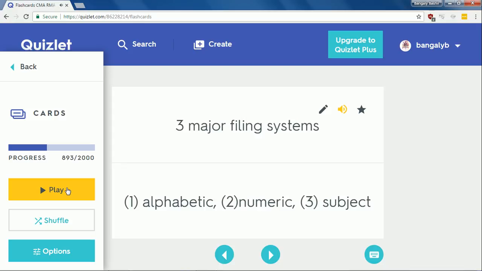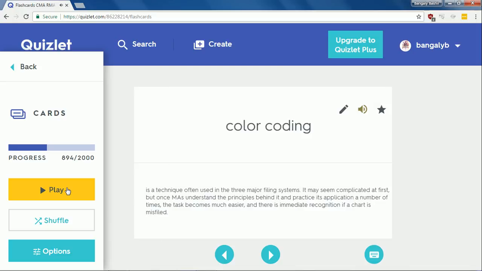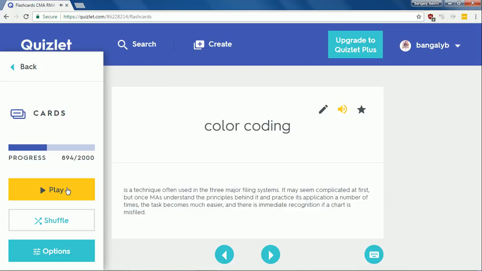Three major filing systems: alphabetic, numeric, subject. Color coding is a technique often used in the three major filing systems. It may seem complicated at first, but once MAs understand the principles behind it and practice its application a number of times, the task becomes much easier and there is immediate recognition if a chart is misfilled.